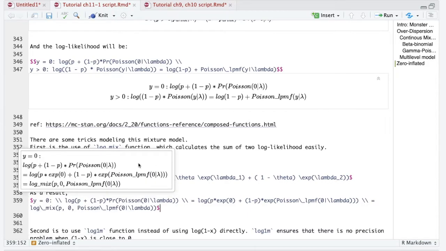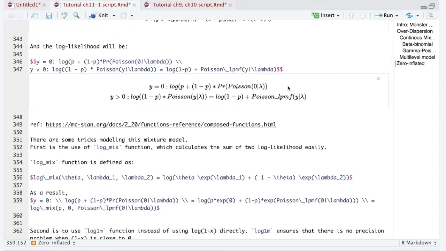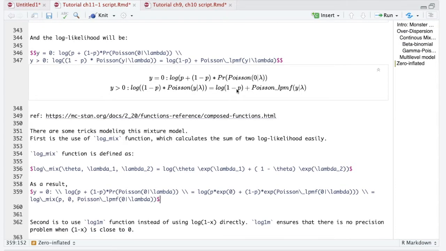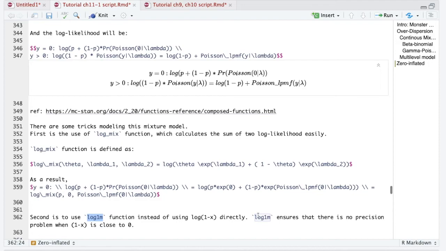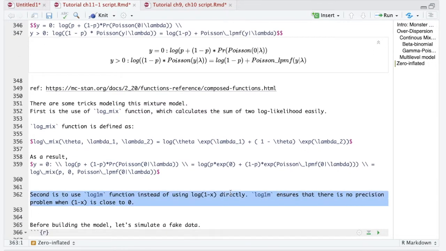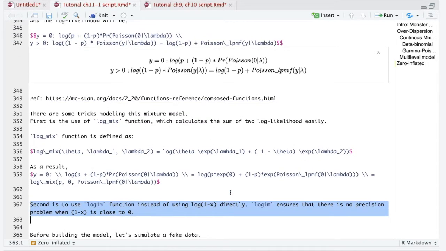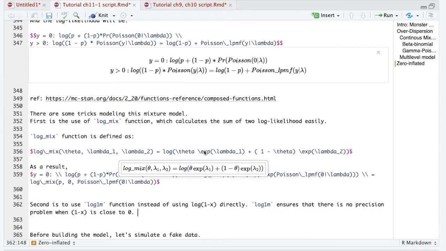Don't worry if you don't understand this transformation at first glance, because it took me 2 or 3 days to understand how this function works. You can check the reference here for more detailed information. The second line of the math formula is easier, but for the log 1 minus p, use the log1m function instead of just using log 1 minus x directly, because log1m ensures there's no precision problem when 1 minus x is very close to 0.